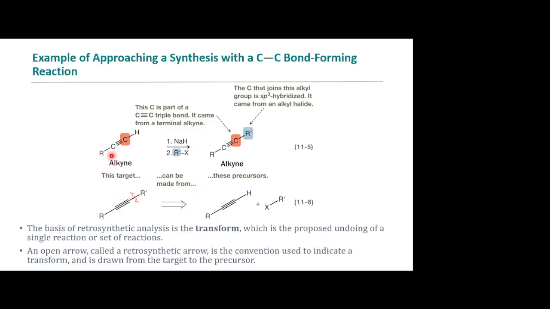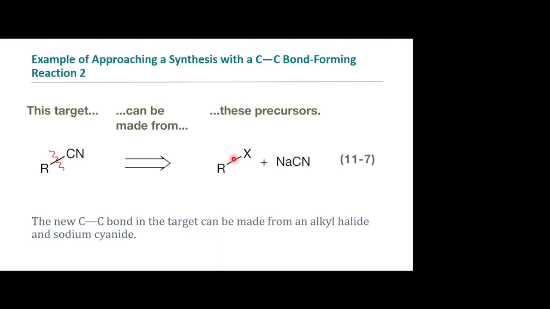Okay. And again, remember, this is that target that you want to end up at. Now we have a target here. Again, this is going to be that transform, right? This can be made from, and these will be our precursors right here. Now again, that CC bond here in that target, this can be made from the alkyl halide and that cyanide group, right? And so this is going to be that transform. That's what we're going to actually end up making. Okay. Is everybody okay with that? Are you seeing that in that reverse order now?